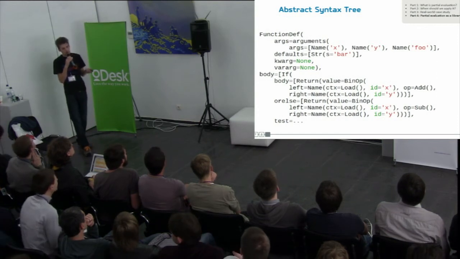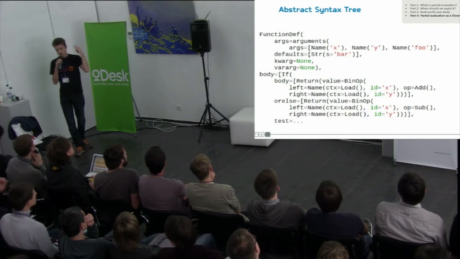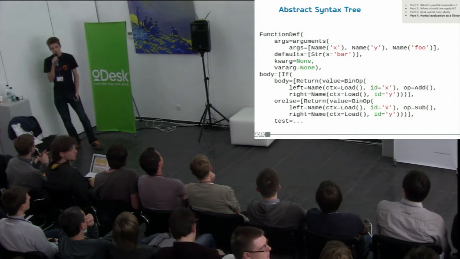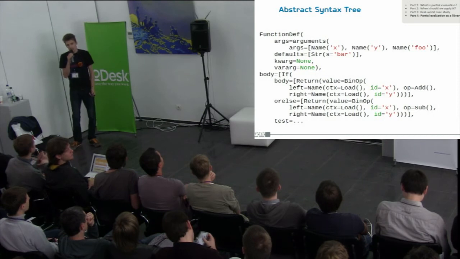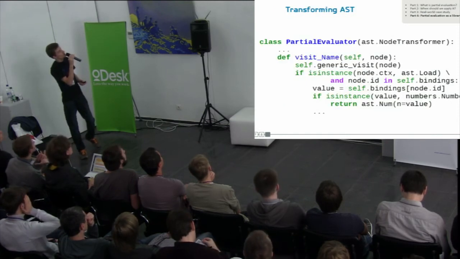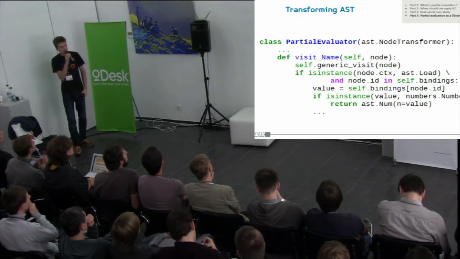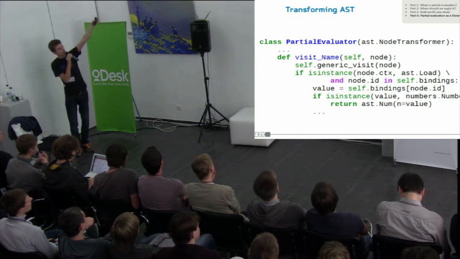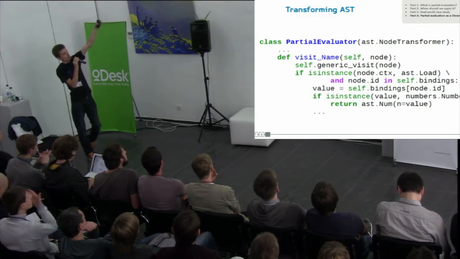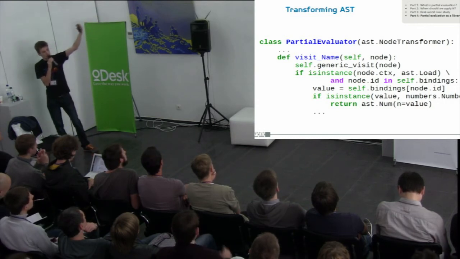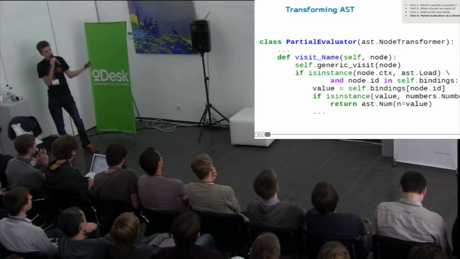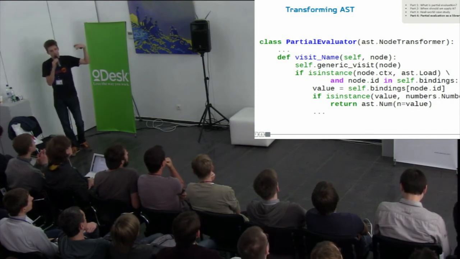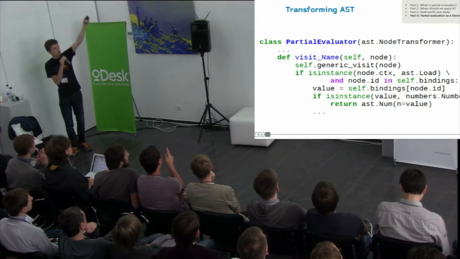It's convenient to work on the abstract syntax tree level because you think in terms of code, and so you transform it. Another alternative would be to use bytecode, but I didn't try it, and I think it would be harder. There's also a convenient class, NodeTransformer, in the abstract syntax tree library. Here's an example of a simple optimization: constant folding. If there is a variable that is used in the load context, so its value is used, you check if you know it. If you know it and it is a number, you can substitute the variable with the number. It looks really simple.